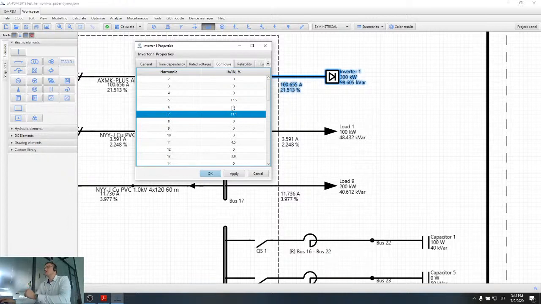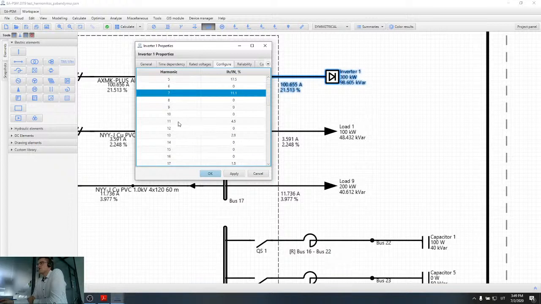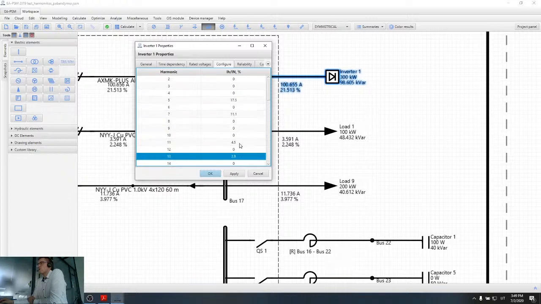Already based on this harmonic spectrum, you can understand that this is a 6 pulse inverter. A 6 pulse inverter generates the harmonics of 5th and 7th. These are the main frequencies. Also it generates higher frequencies like the 11th and 13th, but they are smaller, so they have a smaller value. For comparison, if the 5th harmonic is 17.5, the 11th harmonic is only 4.5, so much smaller.